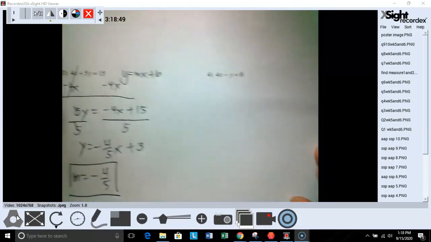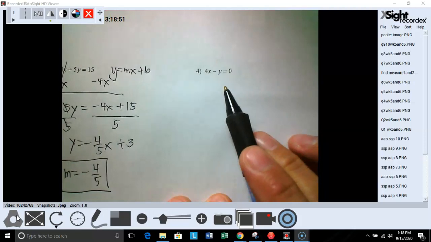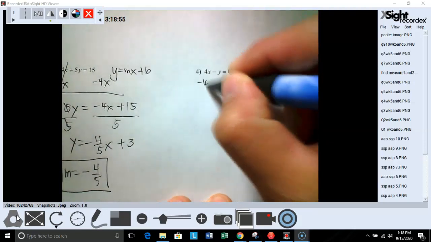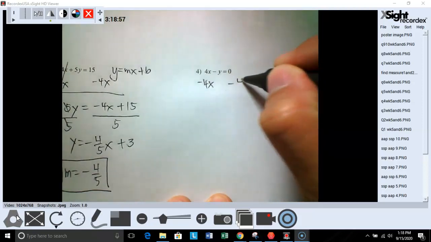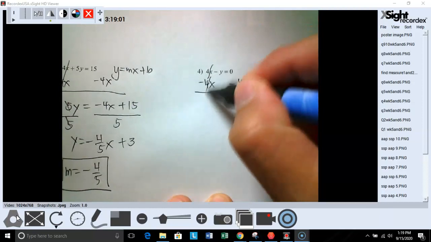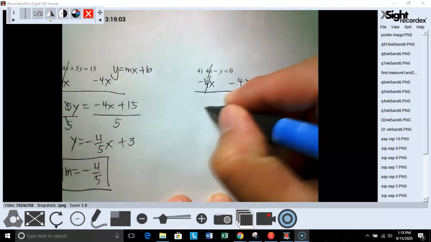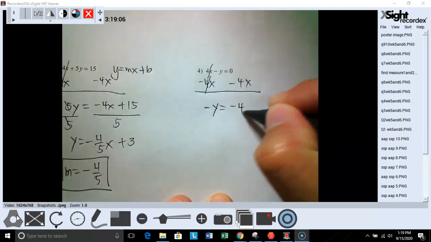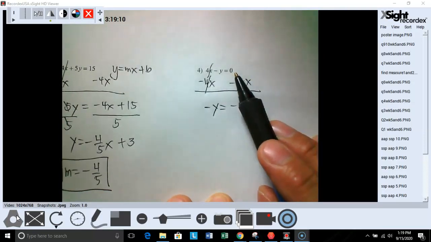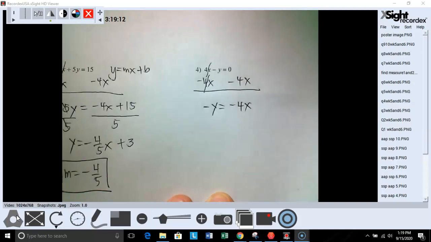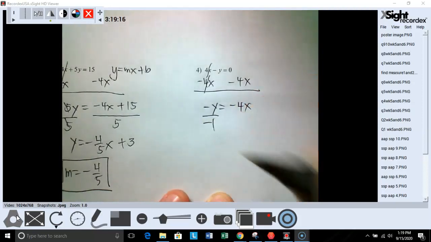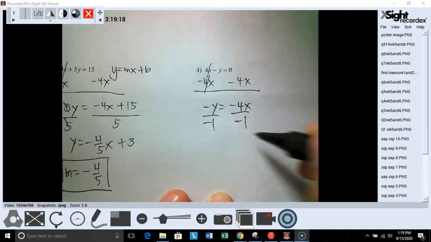Number 4. This is the second example. So the same thing. We're going to isolate our y on the left. Process of elimination, that cancels out. Negative y is equal to negative 4x. We can disregard the 0 because 0 has no value. We can just ignore it right there. Divide by negative 1 to make it positive.